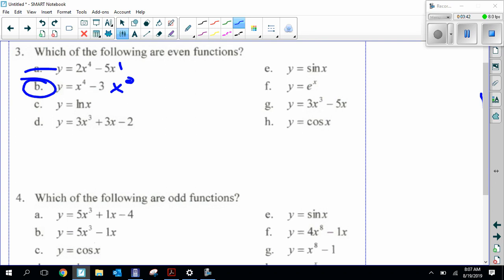We're going to skip over C for a moment just to stick with the polynomials. We have an exponent of 3, an exponent of 1, and then again, an exponent of 0. Odd, odd, even. So neither. G, same thing. We have an exponent of 3 and an exponent of 1. 3 is odd, 1 is odd, so that's an odd function. So it's not even.